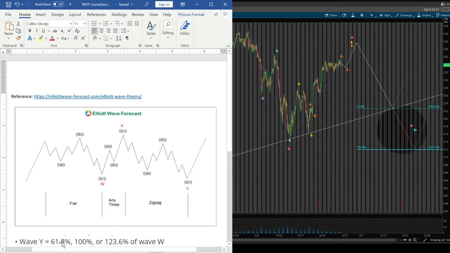When you have this happen and you're looking for wave Y, your wave Y is 61.8%, 100%, or 123.6% of wave W. And I'm going to show you how you do that in Thinkorswim in a second. Basically, the actual delta of this drop from the top to the bottom of W, you would extend that drop onto X, and that will give you your price target for Y. So let's go over this.